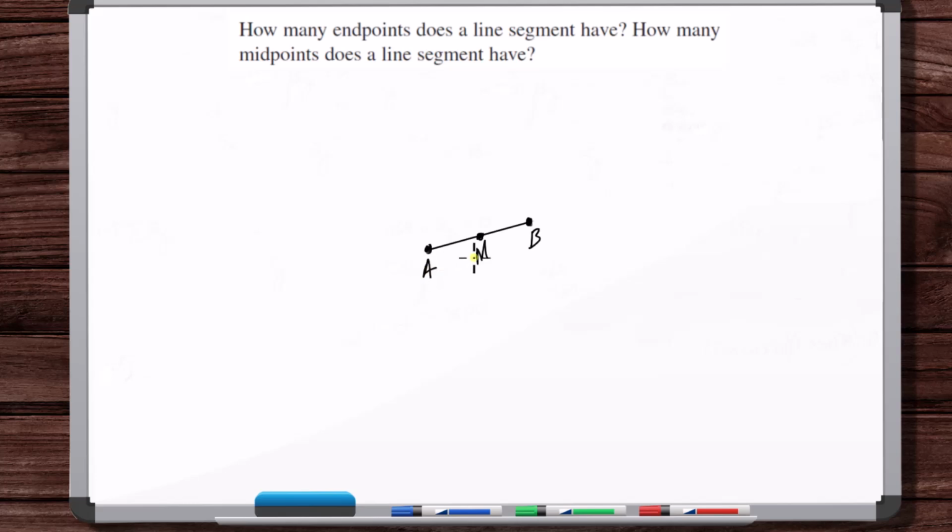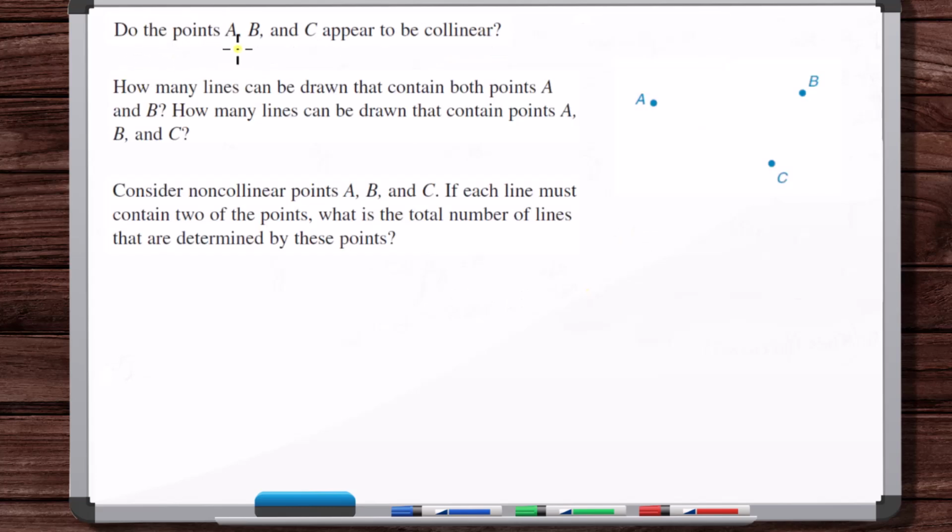So if this is the midpoint, then the length of AM, of segment AM, which we just write with, like, this is segment AM, but for the length we just write AM, is equal to the length of MB. Then that's the midpoint. All right, do the points A, B, and C appear to be collinear?